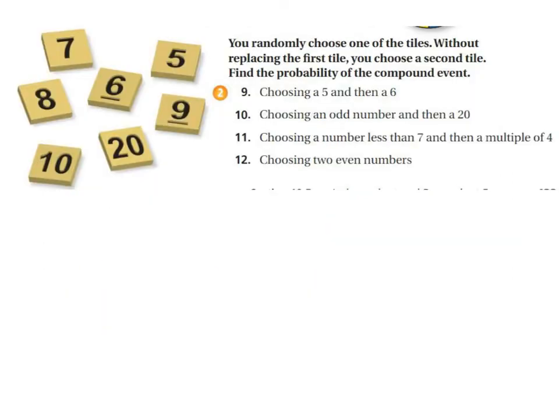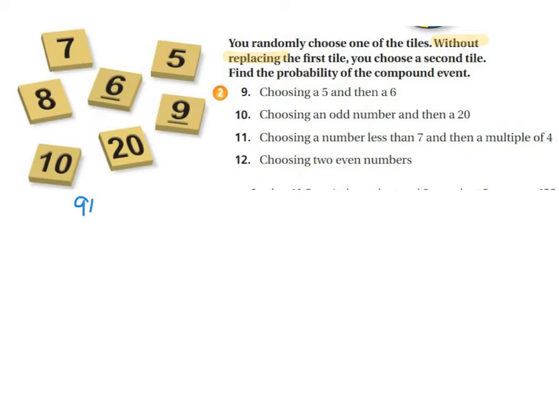All right, in this set, you randomly choose one of the tiles. Without replacing the first tile, you choose a second tile. Find the probability of the compound event. So the key here is without replacing. And without replacing, this means that now you have dependent probability.